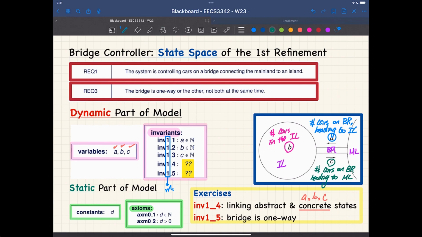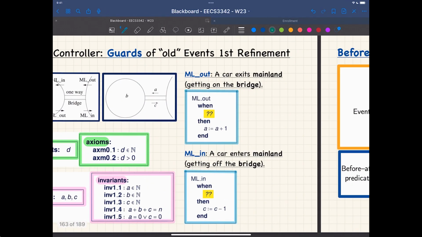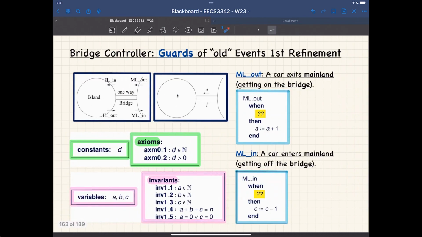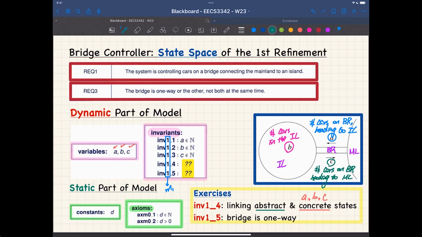states, let me see if I have the diagram handy somewhere. Yep, it's here. If you recall, this is our initial model, right? And the only state variable we had was n. Okay, so let me go back. And that one there is simply n. And we ought to have some predicate, some Boolean expression, which is going to link the relationship between n and also A, B, C.